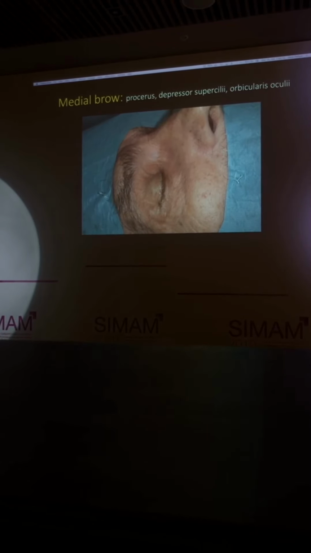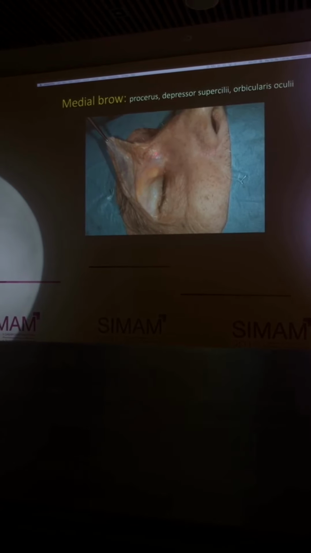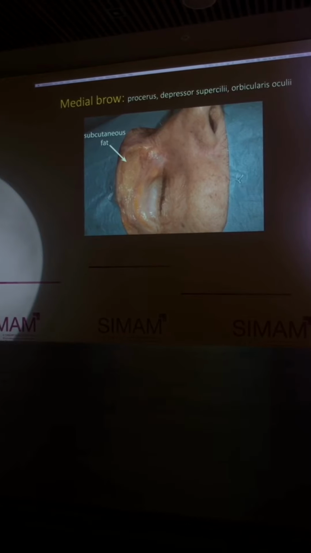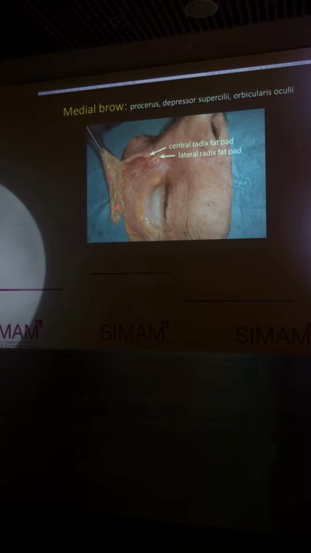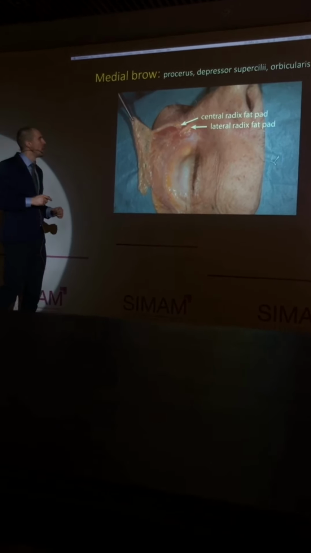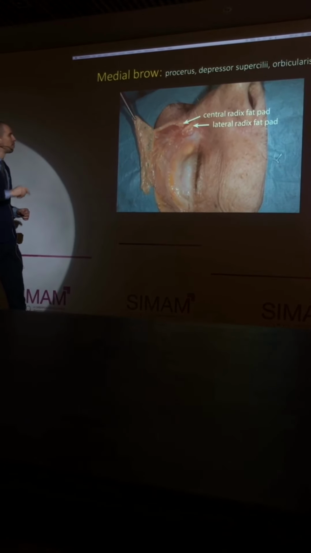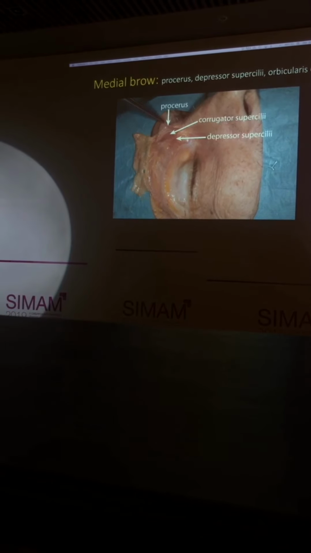So at first we have the skin layer. If we elevate this, we see the subcutaneous layer here. Skin, and under the skin the subcutaneous fat layer. Underneath the subcutaneous layer, we have the muscles again. I want you to concentrate on this medial brow region here.